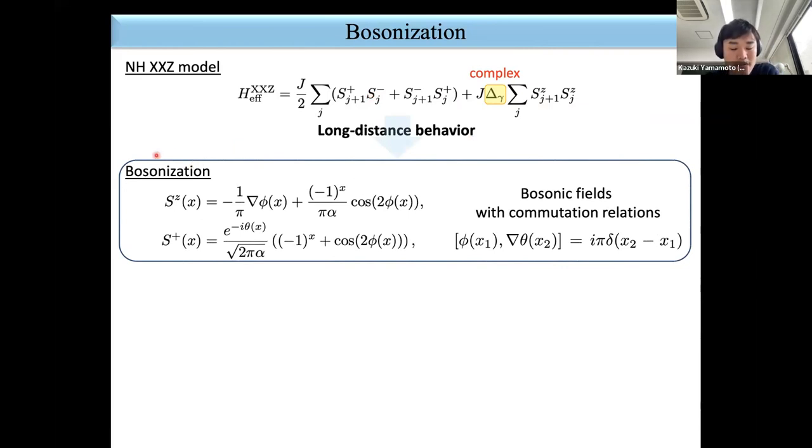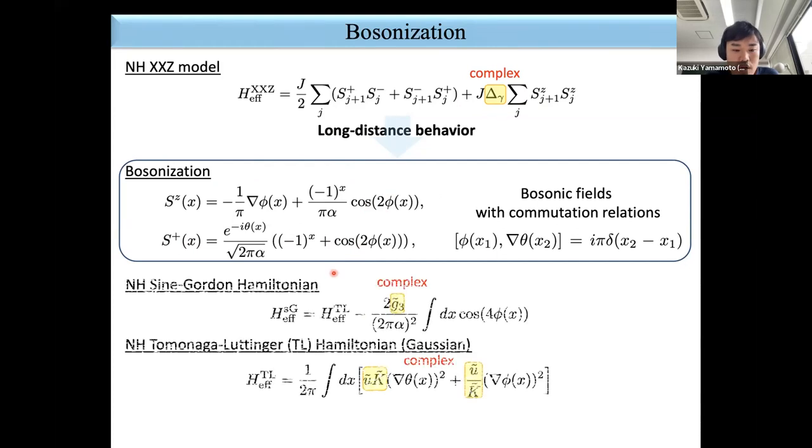The main philosophy of bosonization is to bosonize this Hamiltonian with respect to the bosonic field with commutation relations, which is shown in this way. And we easily obtain these types of spin operators as a result of bosonization. And then we can see that this non-Hermitian spin model is mapped to the non-Hermitian sine-Gordon Hamiltonian.